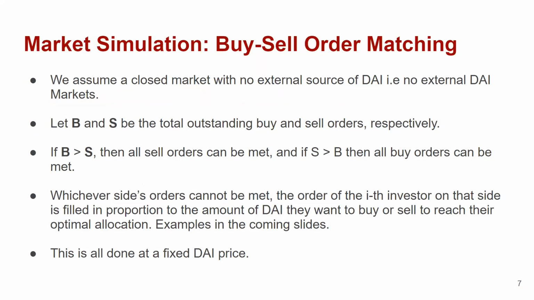For every market, we need a system of buying and selling in place, which calls for an order matching mechanism. Since we have a closed market with no external source of DAI, the total amount of DAI in the market does not change unless someone mints more DAI by opening a CDP. We define B as the total outstanding buy orders, and we define S as the total outstanding sell orders in the market.